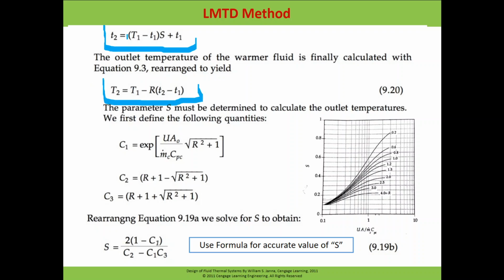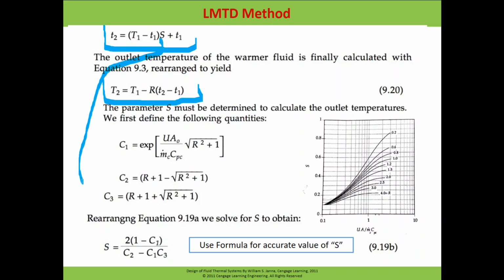So we are using these temperature expressions here without derivation, because the derivation we have seen in double pipe heat exchanger, so we are not doing it here. So this is the final temperature expression. If you know the value of S and R, which are two parameters, R is the capacitance ratio, we discussed it several times, and S is the new thing here.